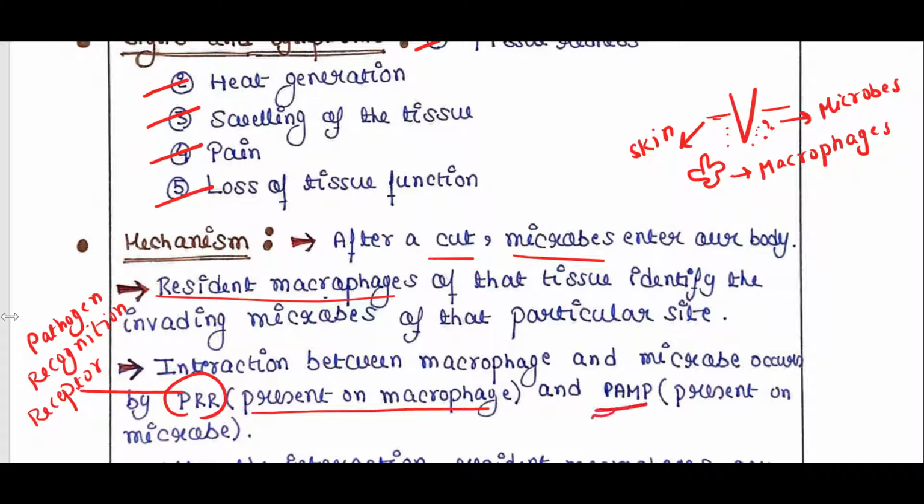And PAM is present on the microbe. PAMs are pathogen associated molecular patterns. These are substances that are found in the microbes, and the interaction between microbes and macrophages occurs via these two, PRR and PAMs.